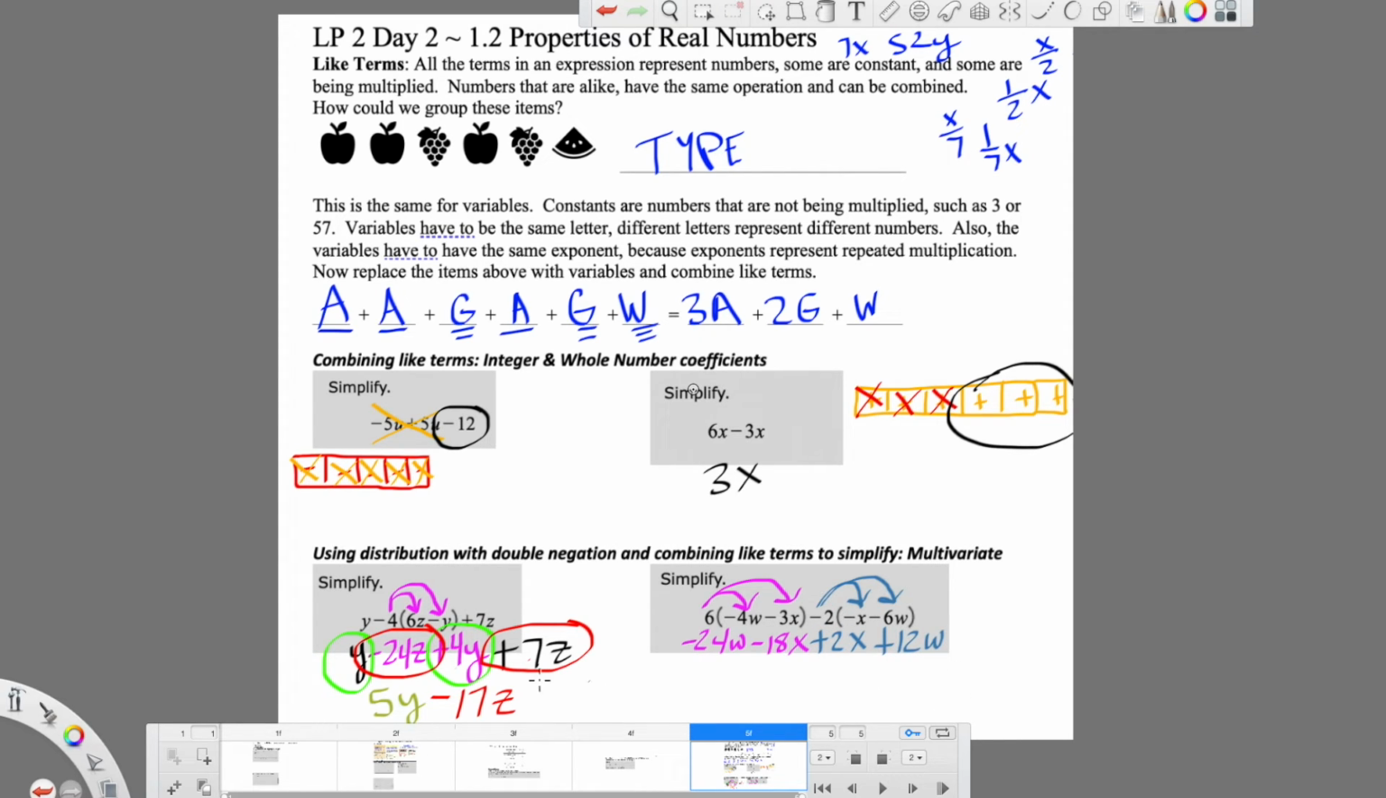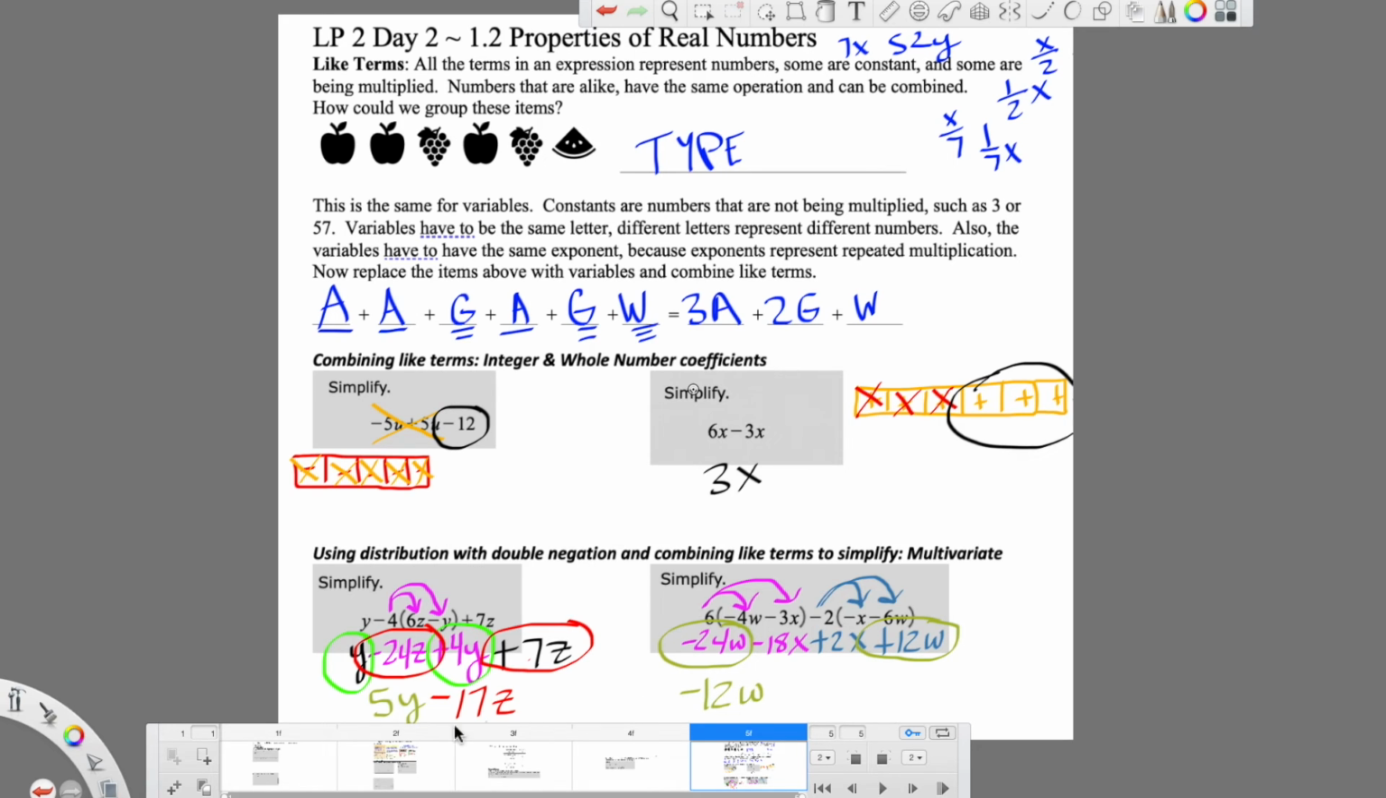So now we're going to do that same thing. We're going to add like terms. So I have negative 24w and positive 12w. So again, 24 is bigger, or it's more than 12. So I know since the negative is bigger, I'm going to have a negative number, and I'm just going to subtract. 24 minus 12 is 12, so negative 12w.